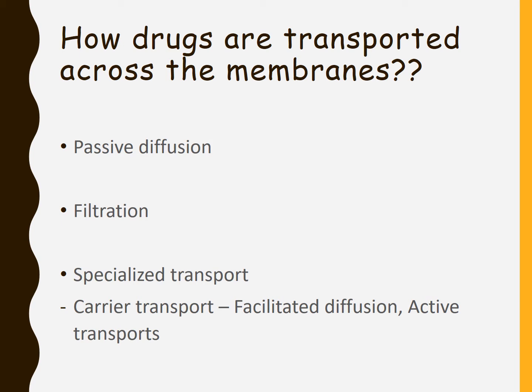So for carrier transport, there are 2 types. One is facilitated diffusion and one is active transport. Facilitated diffusion means there will be 2 compounds, so the movement of one compound will help the movement of the other compound. One will be facilitating the other one. So there is no need of energy. The other one is active transport. There we need some energy for transporting a compound.